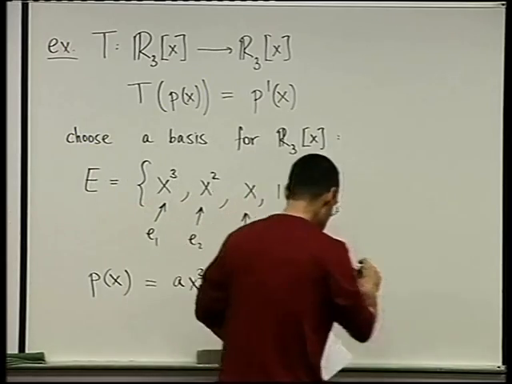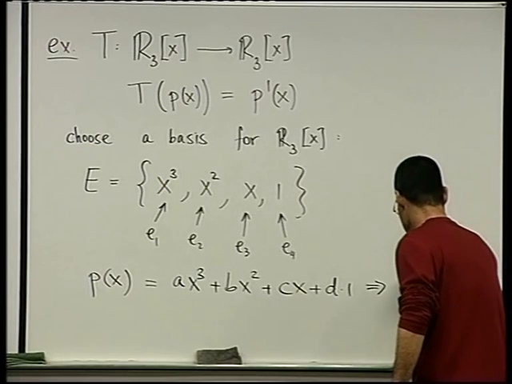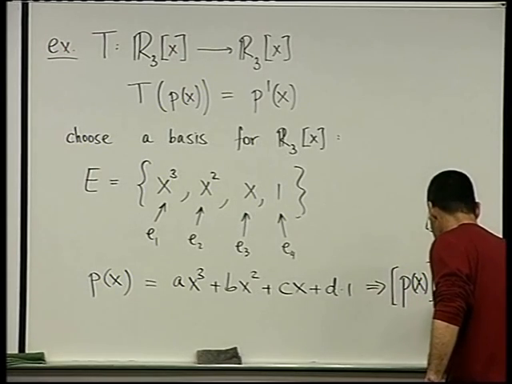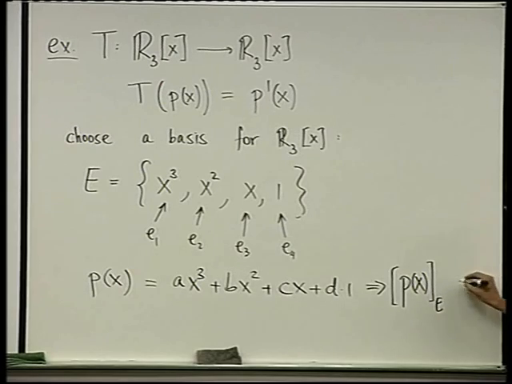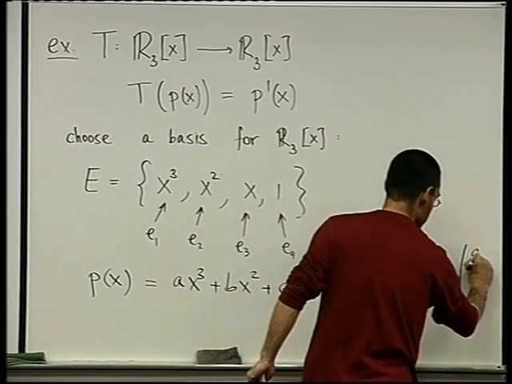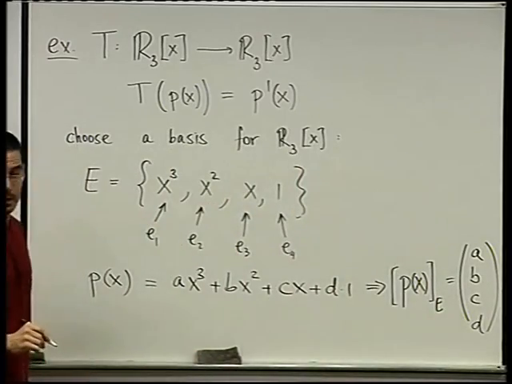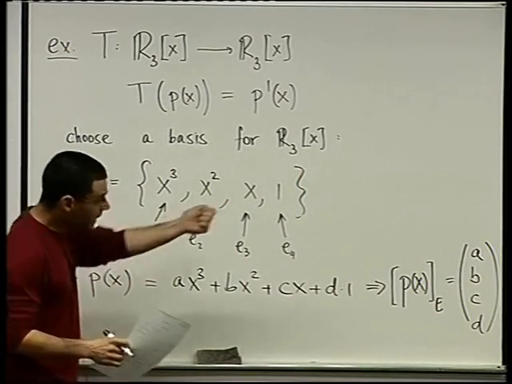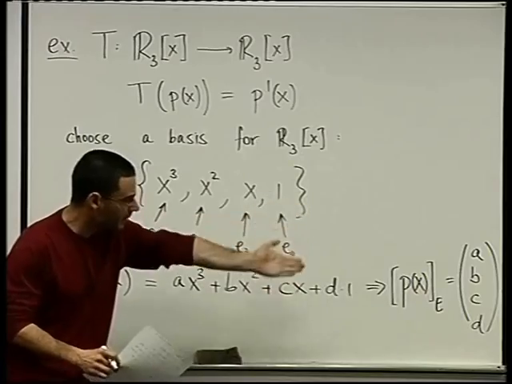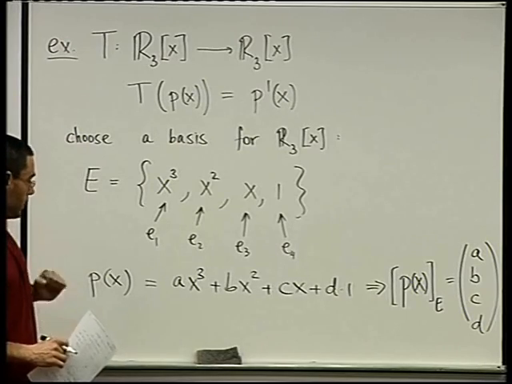So the coefficient vector is p(x) with respect to the basis E. Remember this notation? Equals a, b, c, d. Do you agree? Okay, so knowing a, b, c, d is knowing the polynomial. All the information about which element we're handling is written in a, b, c, and d. Do you agree? Okay, good.